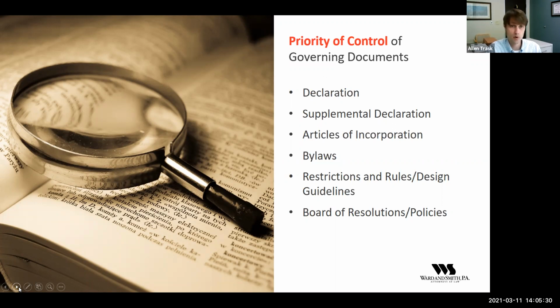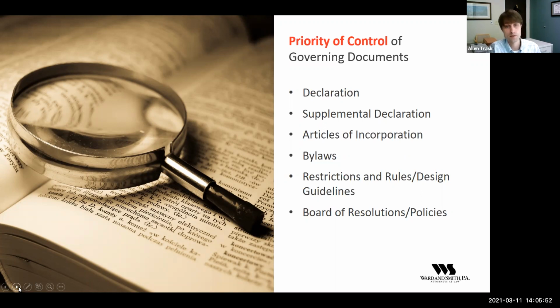That's really a key point, because when we're talking about architectural review, we're talking about the restriction of a freedom that would otherwise exist if the person owned a piece of property outside of the community association. So it's really important to know that the declaration is where you find those types of restrictions.